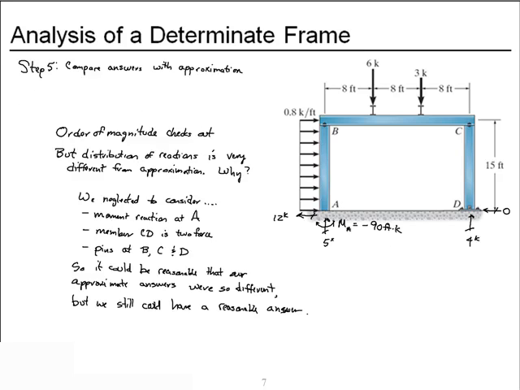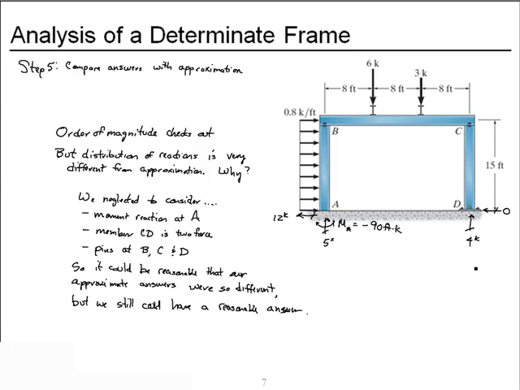Then step 5, we go back and compare the reactions we calculated with the approximation. We found that we got our order of magnitudes to check out, but the distribution of forces didn't match our approximation very well. So you always have to ask the question, why? Is it due to an error, or is it due to poor assumptions? And in this case, it turned out to be due to poor assumptions.